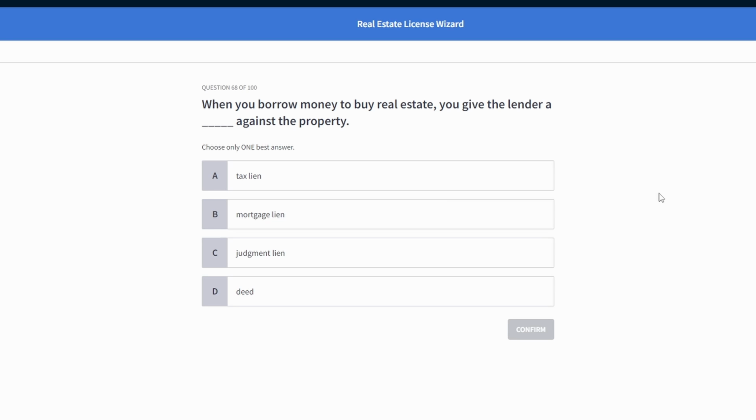When you borrow money to buy real estate, you give the lender a blank against the property. A, tax lien. B, mortgage lien. C, judgment lien. Or D, deed. So take a moment to think that one over.